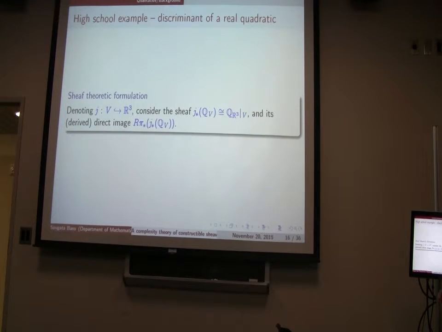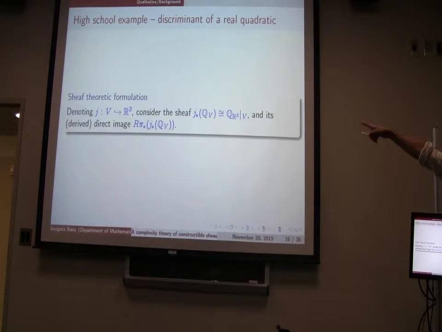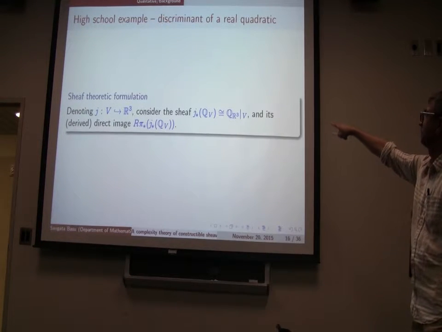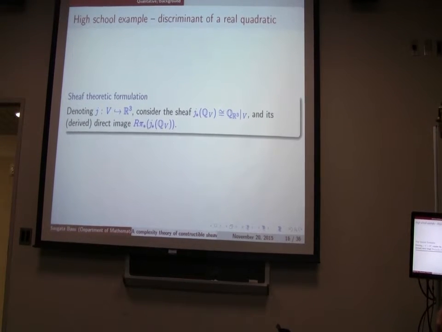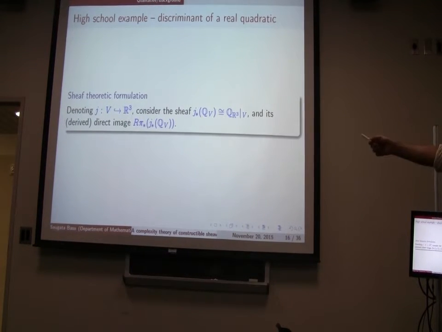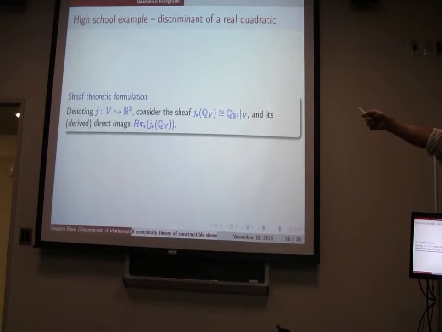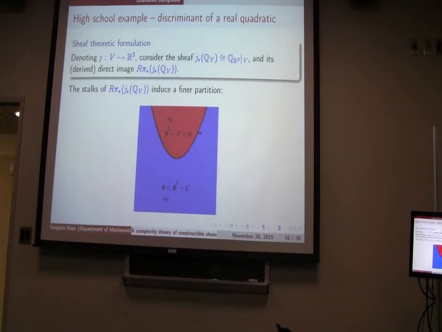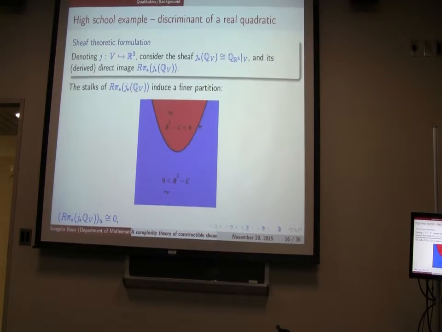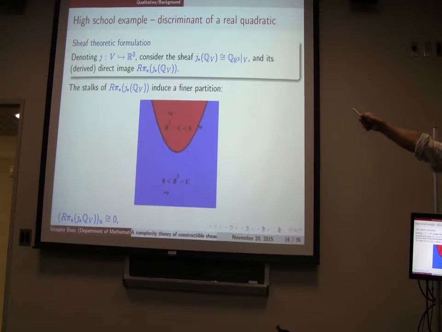But what is this sheaf theoretic formulation? Well, you have this sheaf, which you can think of as a constant sheaf on R3 restricted to V. That's a proper way of writing it. And then you have this derived image of that sheaf from upstairs, downstairs. And what does that look like? Well, if you look at the stalks, if you have a point in the red part, then the stalk is 0.